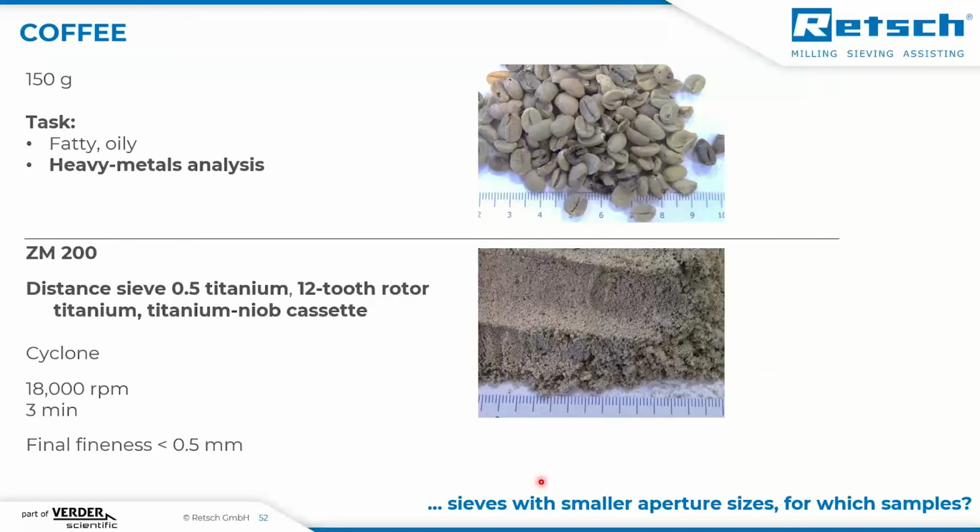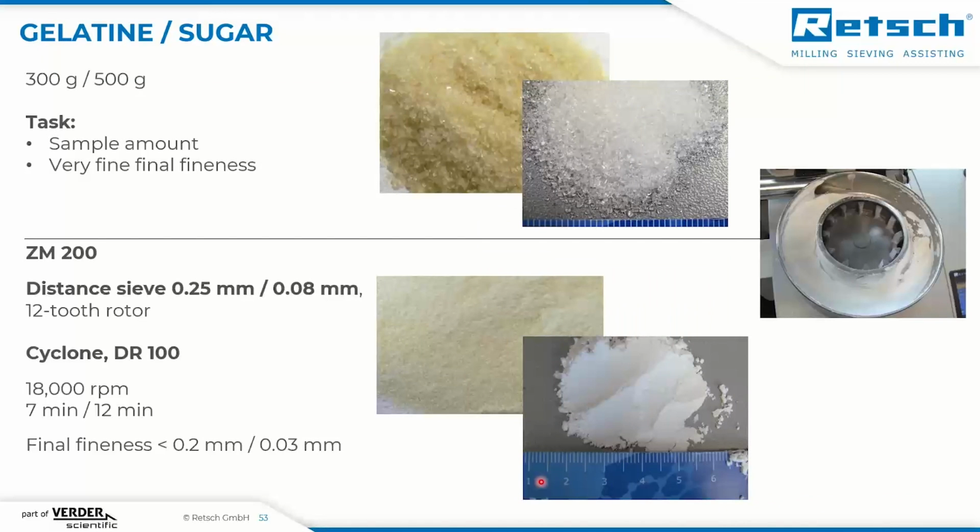Sieves with smaller aperture sizes are also available for the ZM200, but maybe not the best choice for each sample. So forcing a fatty coffee sample through a 0.08 millimeter sieve, this will not work. But for samples like gelatine or sugar, this can be a good option because the sample is already very fine and it's not fatty. So this can maybe be forced through this 0.08 millimeter sieve or 0.25 millimeter sieve. This can work. So here the cyclone was used to have this cooling option and to have better sample discharge.